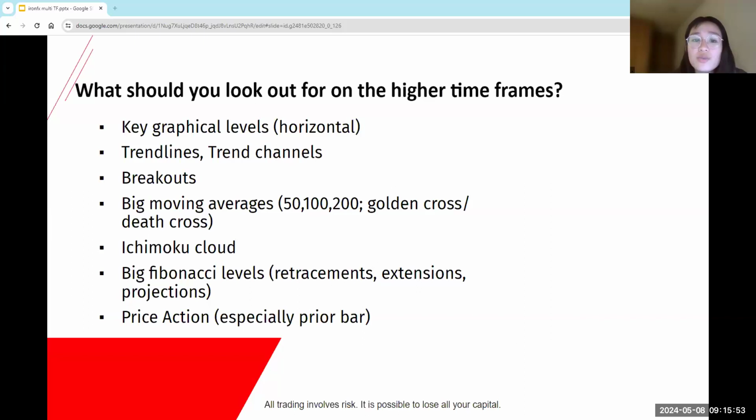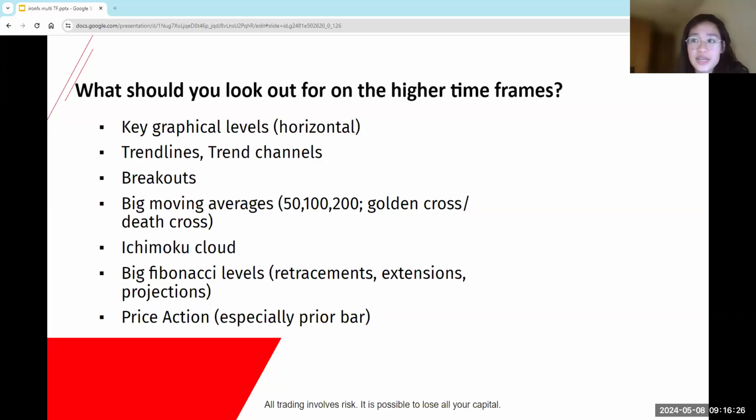So some things to look out for on the higher time frames. Key graphical levels. This is basically your horizontal levels, so your support and resistance that we went through at the start. Any trend lines, any trend channels. Next would be any breakouts out of these trends. And any big moving averages. This would include your 50, 100, 200, golden cross or death cross. Your Ichimoku cloud, and any big Fibonacci levels, including your retracements, extensions, and projections.